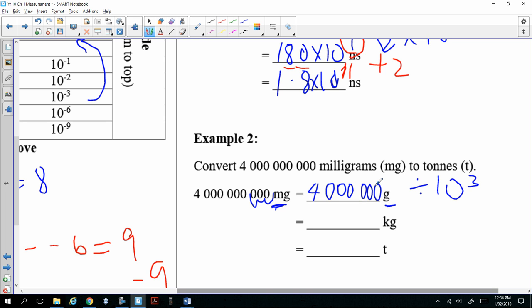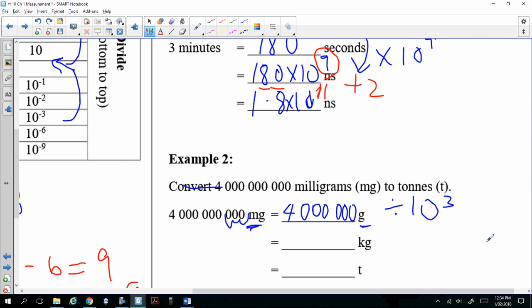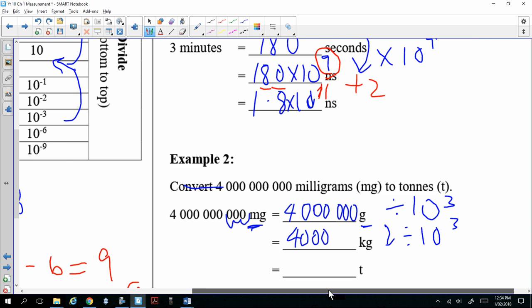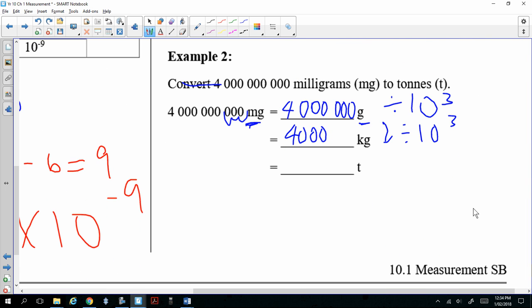And then you now know that from grams to kilograms, you can use this. From grams to kilos, it's 10 to the power of 3. You have to divide by 10 to the power of 3. So that will be 4,000, because you move the decimal places 3 steps to the left. Now, for the ton, there's no prefix, so you need to know this off by heart. The difference between kilogram and ton is 1,000, so you have to divide by 1,000. That's not a prefix, that's just knowledge you have to know. So divide by 1,000, and it will become 4 tons.